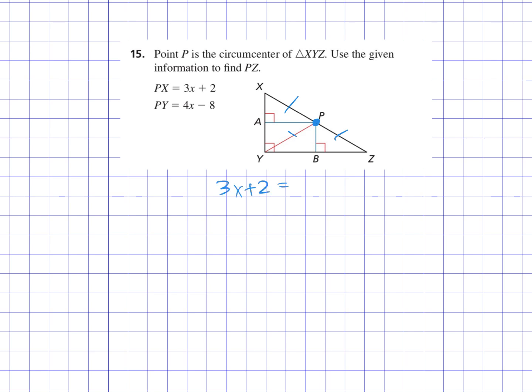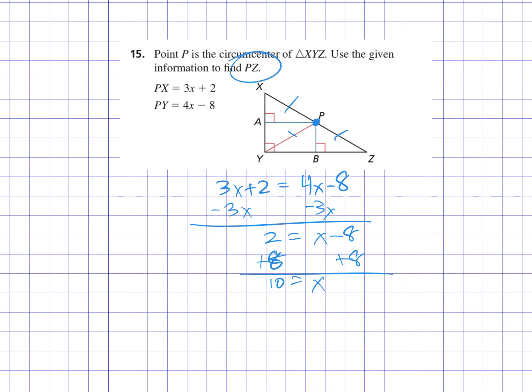3x plus 2 is equal to 4x minus 8. Subtract 3x. You get 2 is equal to x minus 8. Add 8. 10 is equal to x. So it wants to know PZ, which all those are the same. So 3x plus 2 is the same thing, equals PZ. So 30 plus 2 is equal to PZ. So 32 is my answer from P to Z.